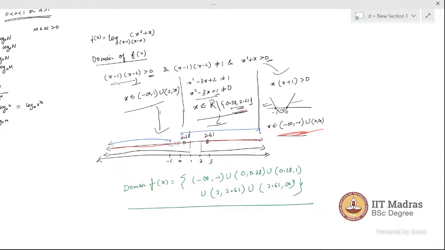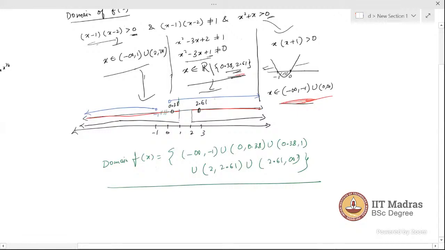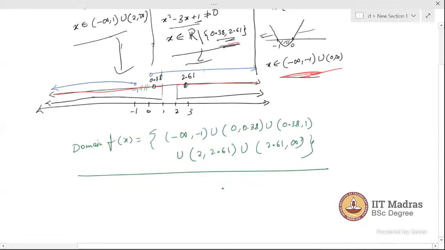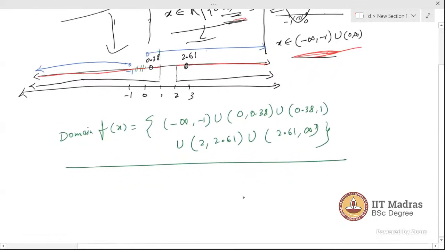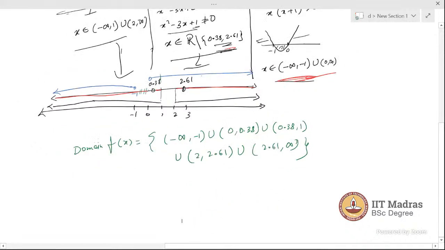Can we not say 2 to infinity? No, but 2.61 is not included, no? Minus 2.61 we can put it, no? That's another way of telling. You can say 2 to infinity, but what is not included? 2.61 is not included. This is another way of writing. Okay. So I think this is all good with the domain thing.